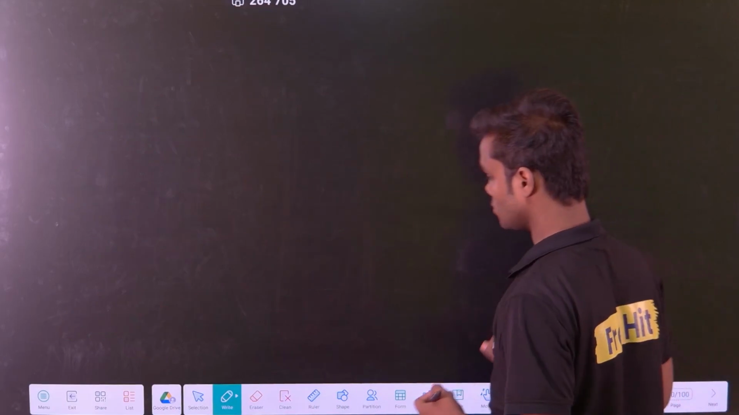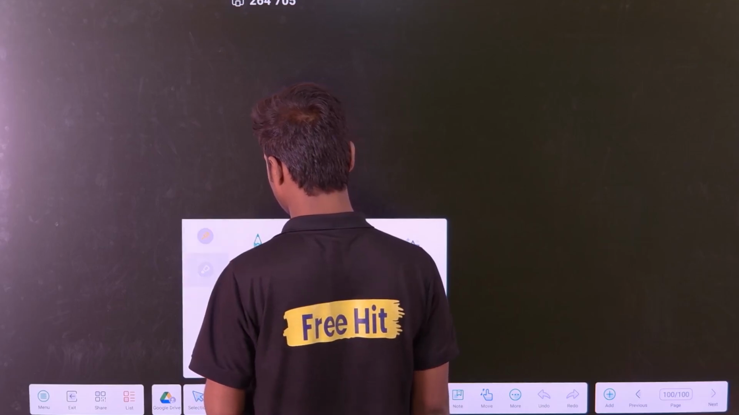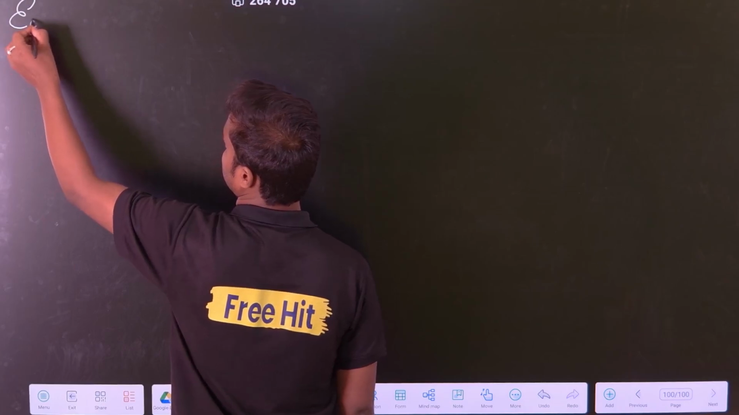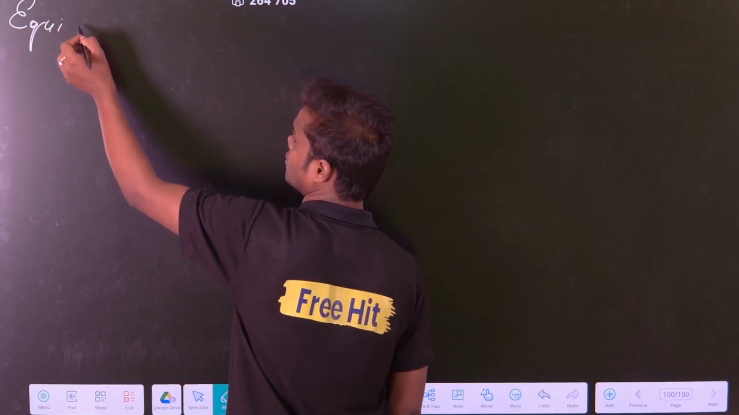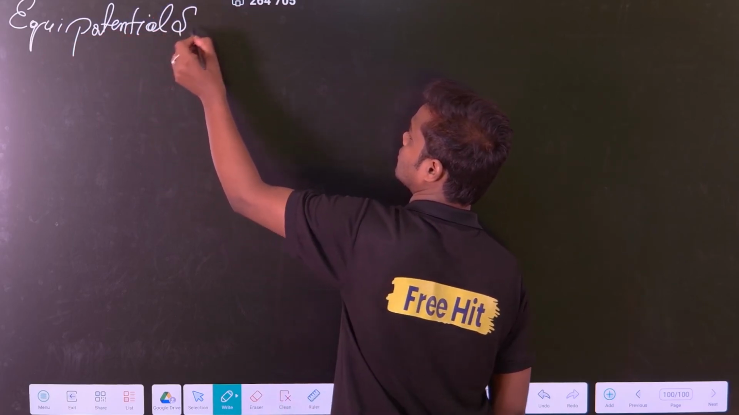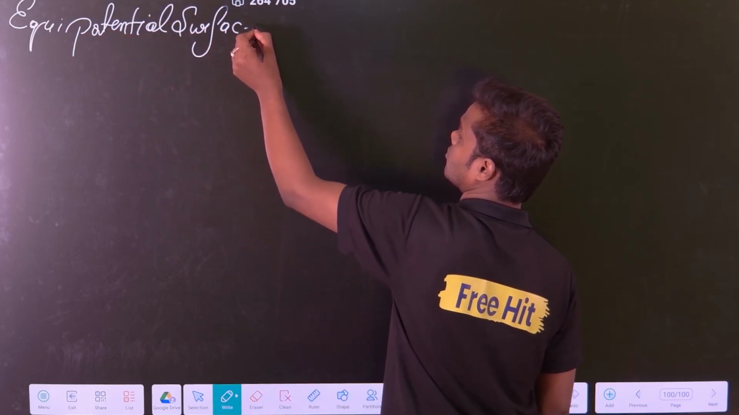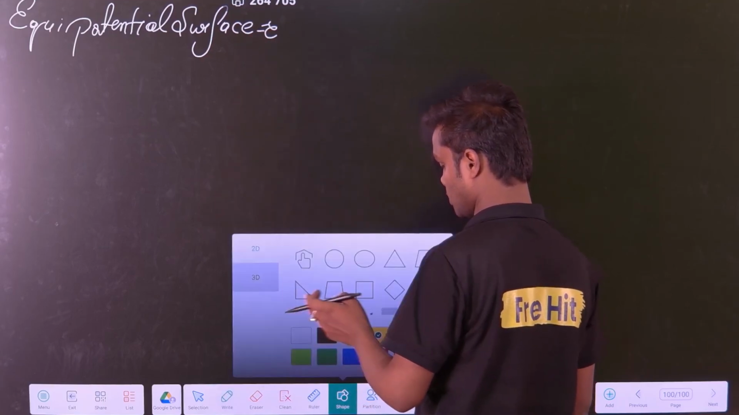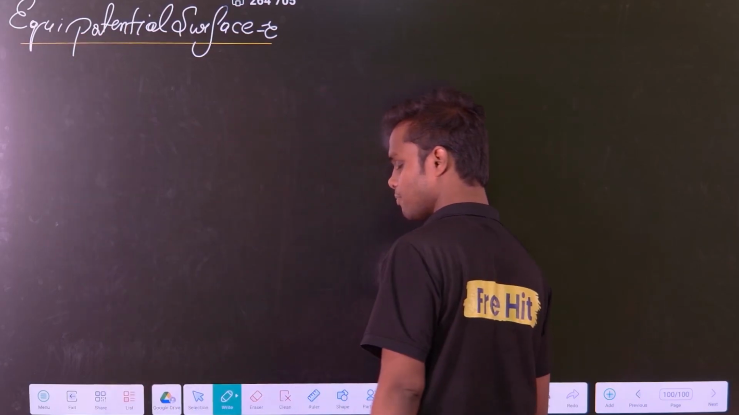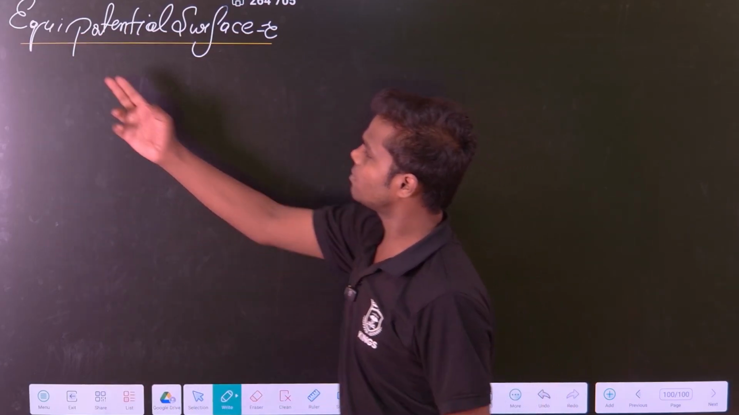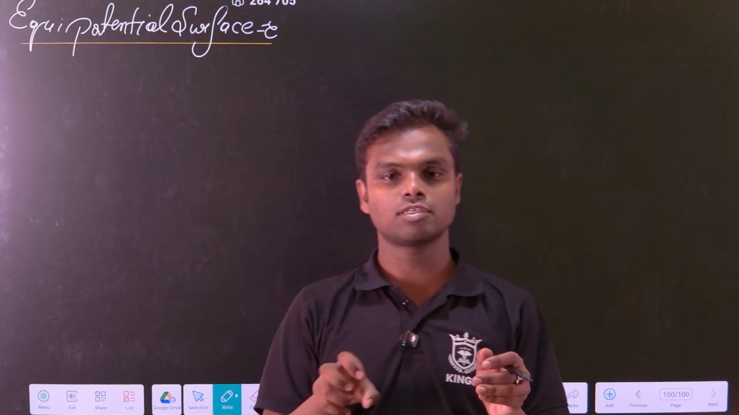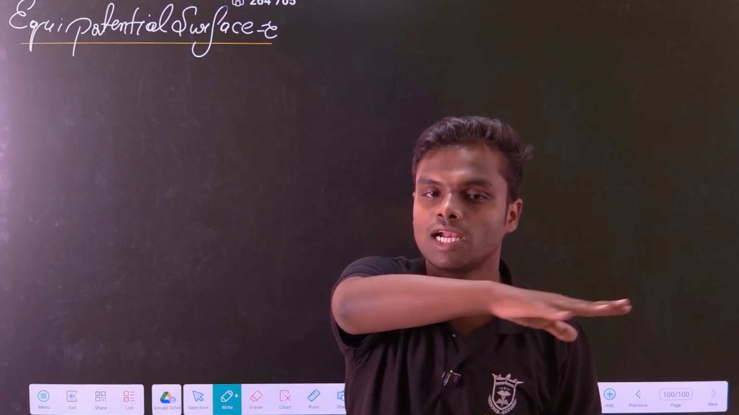Okay, so let's start. First we will go with a small topic, a very small topic, not a big topic, that is equipotential surface. What is the equipotential surface? That is our first topic. So let's start. See, equipotential surface, from the name it is clear. Equi means equal and potential means you know. So equipotential surface means the surface on which the potential at every point is same.